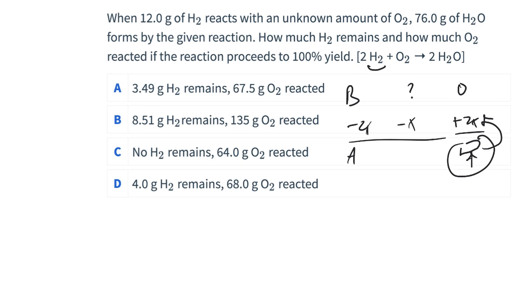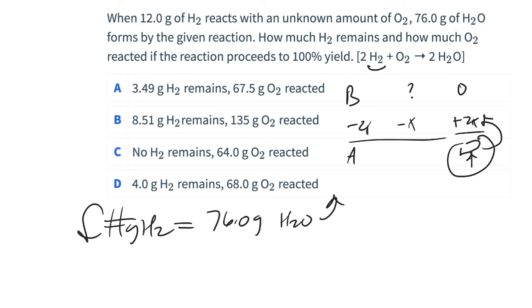The way I might solve this problem, and I don't know which step you might think to do, is to say how many grams of H2 are required to react to produce the 76.0 grams of water. So in order to get this, how much of this do I need to react to produce it? That might be the first dimensional analysis question that I try to solve.